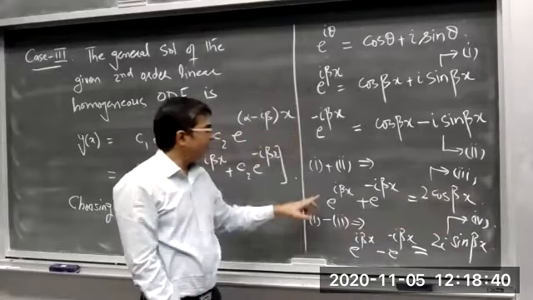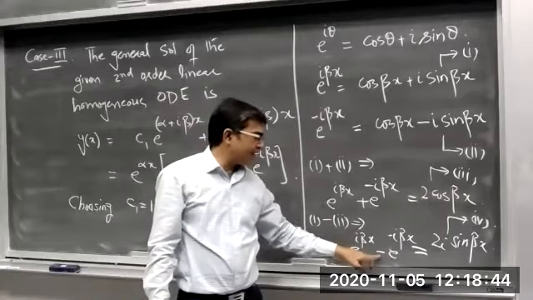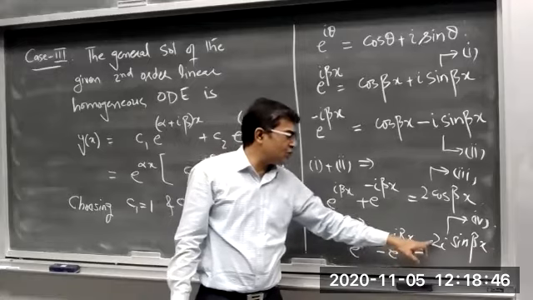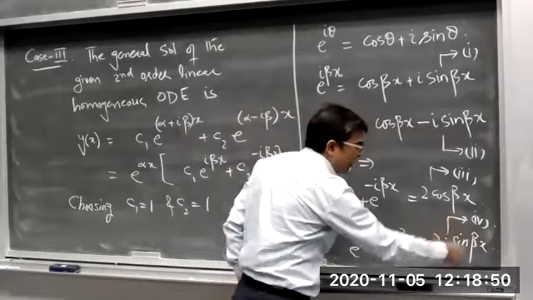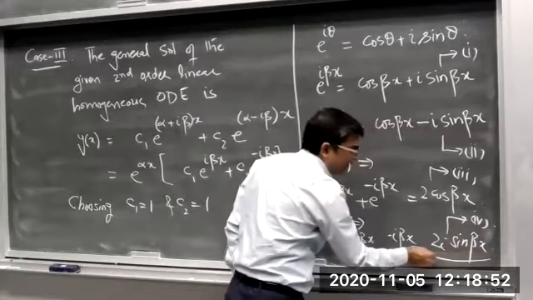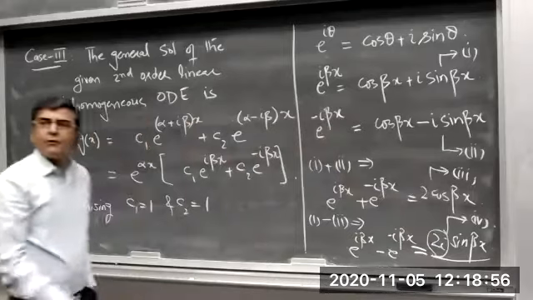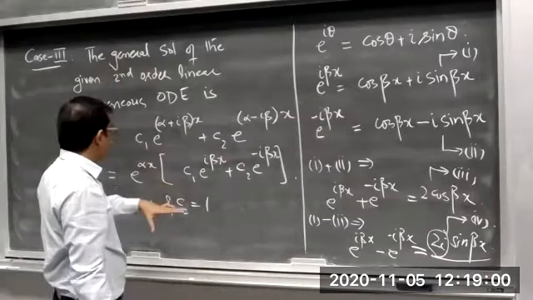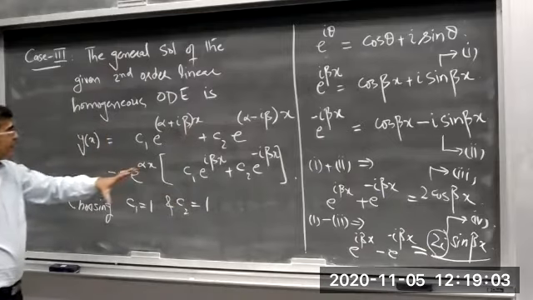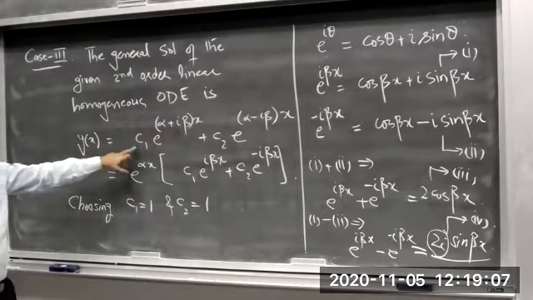Okay. Similarly, if we subtract these two equations, we get e raised power iota beta x minus e raised power minus iota beta x is equal to 2 iota sine beta x. Now, in this expression there is iota, but this expression is a constant multiple of 2 iota. Now, by simplifying these expressions according to this procedure, the general solution was equal to this.